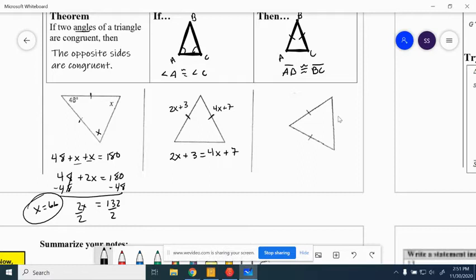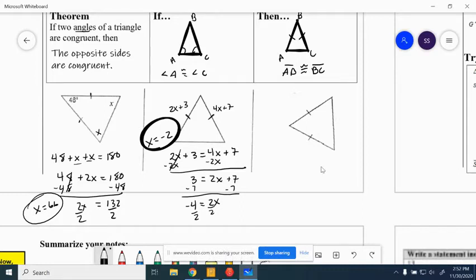Now we're going to get the variables on one side and the whole numbers on the other. So I'm going to eliminate the smaller of the two coefficients, coefficients being the number in front of the variable. So I'm going to get rid of the 2x by subtracting 2x on both sides, and I'm left with 3 is equal to 2x plus 7. Now I want to get this x term by itself, so I'm going to subtract 7 on both sides, and I'm left with negative 4 is equal to 2x. Divide by 2, divide by 2, and I'm left with x is equal to negative 2.